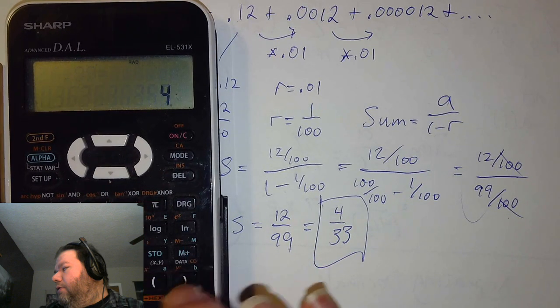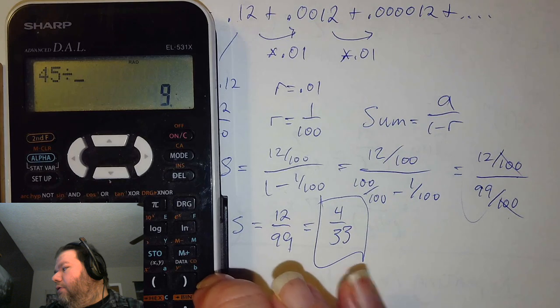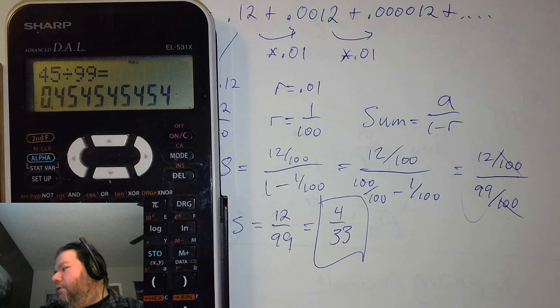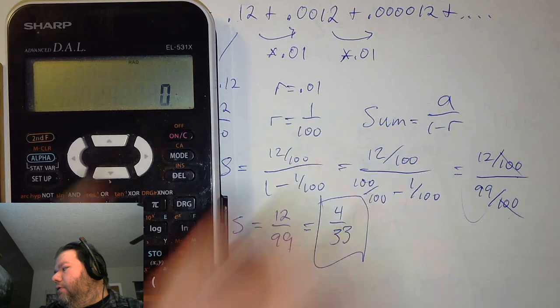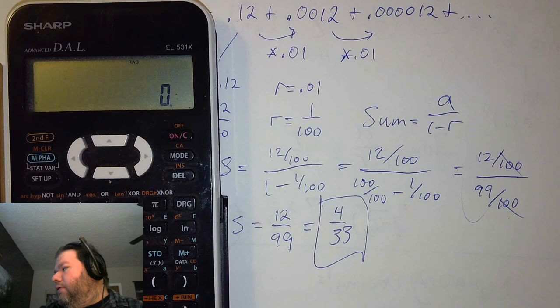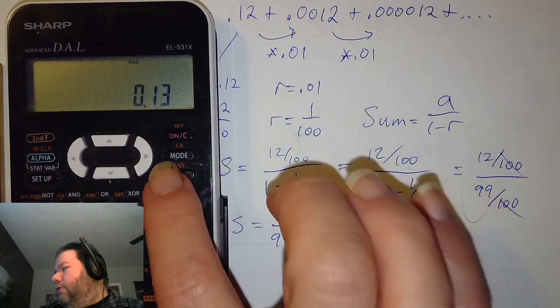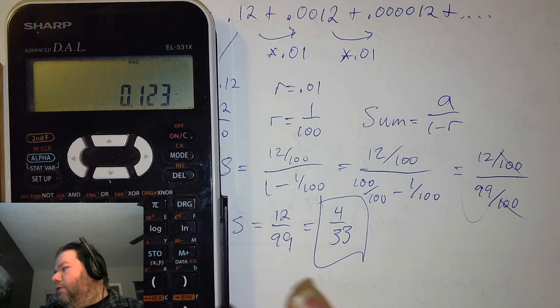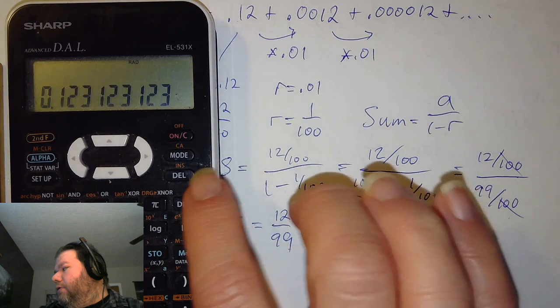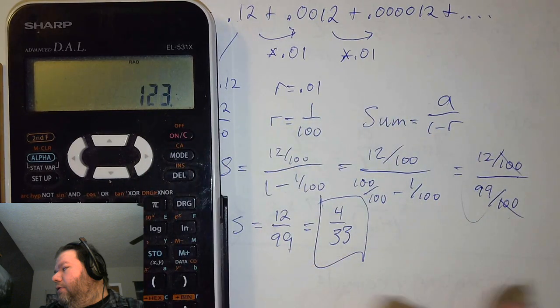And if we had 45 over 99, that should be 0.45 repeating. And we see that's true. 72 over 99, 0.72 repeating. Okay. It actually applies to three decimal repetitions as well. So if we had 0.123 repeating, like so, that would be 123 divided by 999.